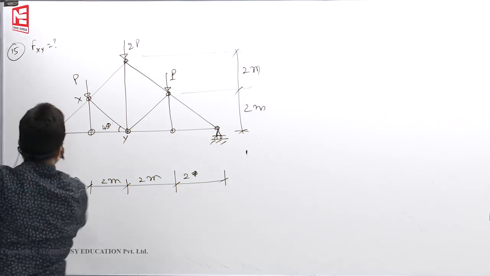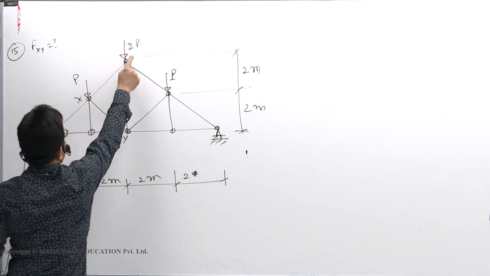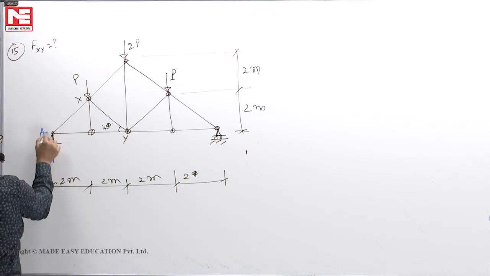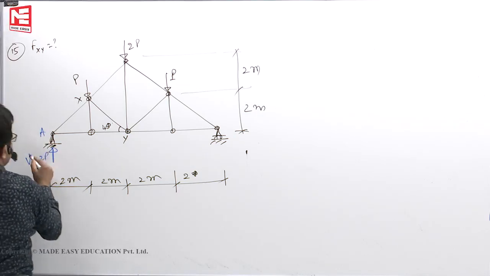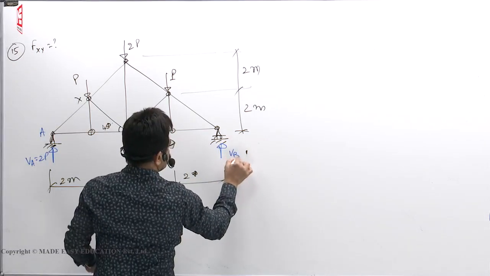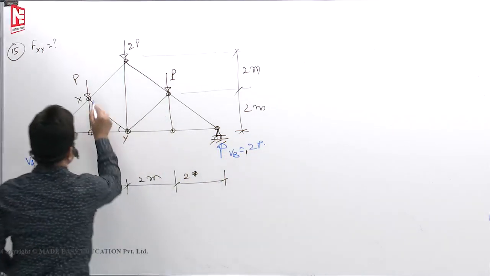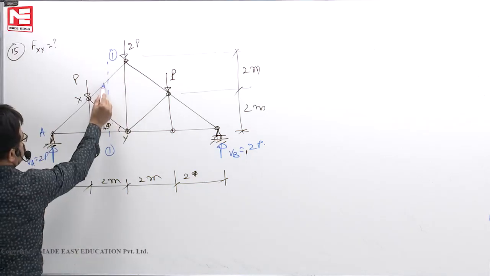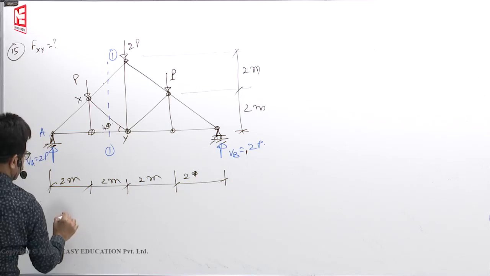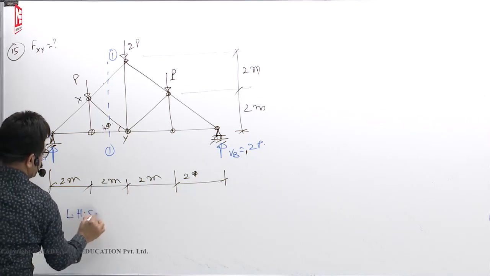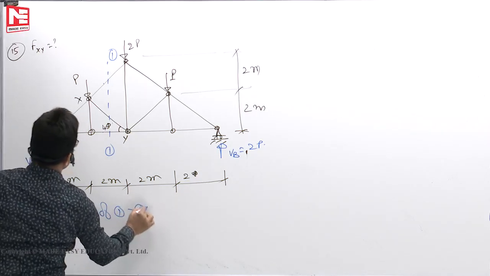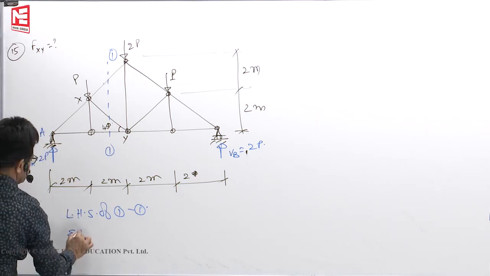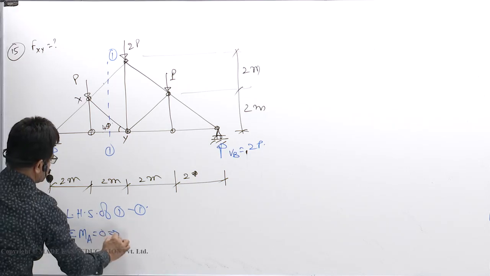You see, symmetrical loading: 1, 2 plus 1, 3 plus 4, 2, that is 4P. So it has to be, let us say A, VA will be 2P. VB is also 2P. So for XY, cut it by 1-1, LHS. Now you see these two unwanted members are meeting at A. Take moments of all forces about A. Sigma MA is equal to 0.